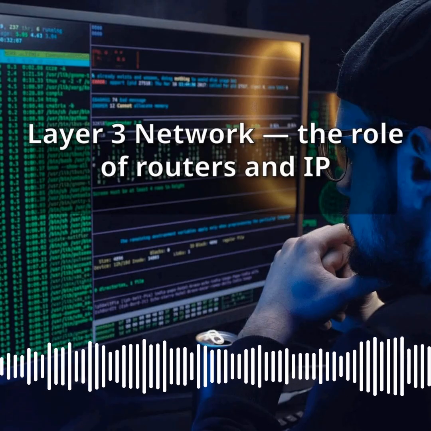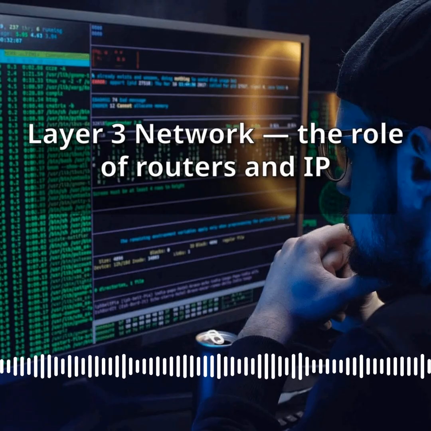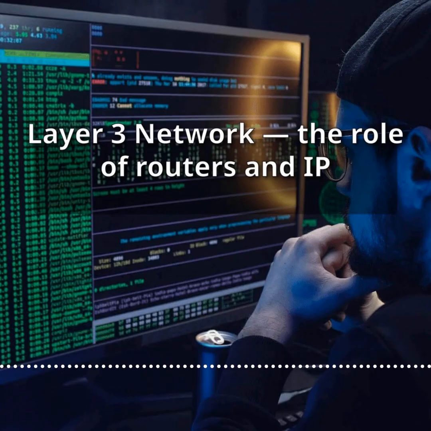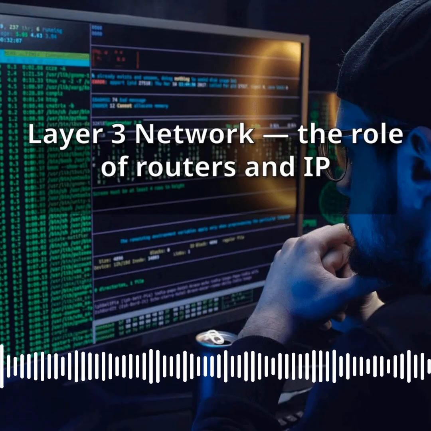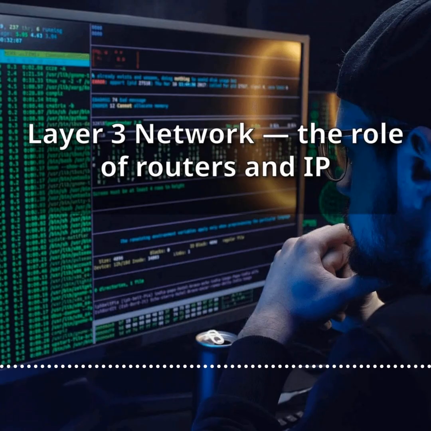Fragmentation is relevant to cybersecurity because it has historically been exploited in attacks. Tiny fragment attacks and overlapping fragment attacks were used to bypass early firewalls and intrusion detection systems by hiding malicious payloads across multiple fragments. Modern security equipment is designed to handle these scenarios, but understanding fragmentation remains important.